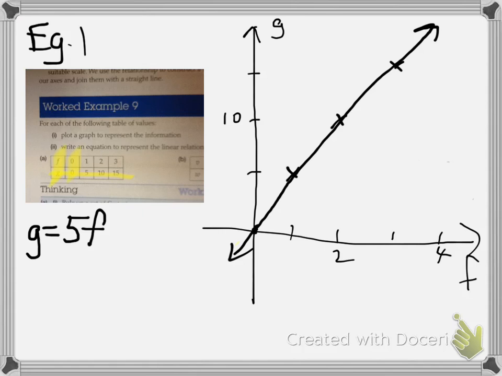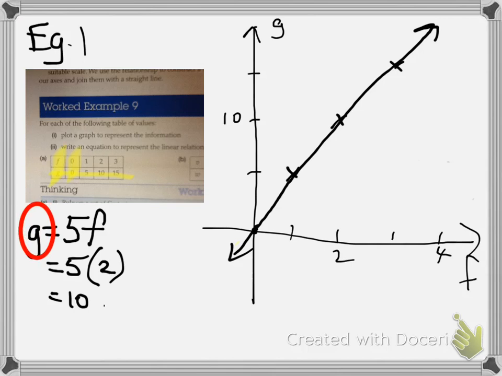Now I need to make sure whether I have to add or subtract anything to make sure this rule works. You'll notice in my table above that, for example, when f is 2, my g has to be equal to 10. So if I subbed 2 into my equation for f, do I get a value of 10? And the answer is yes. So in the end, I don't need to make any sort of rule changes.